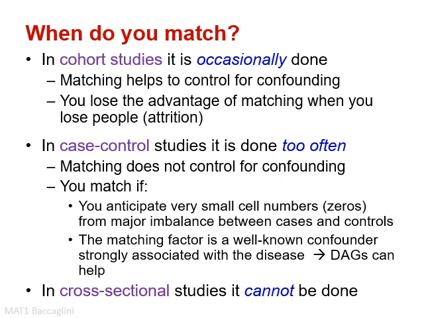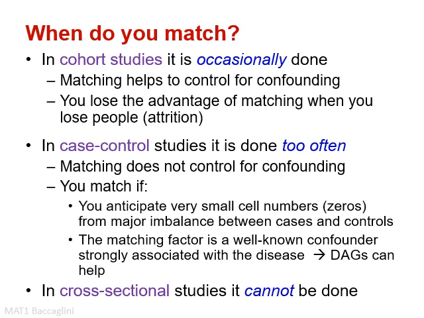In case control studies, matching is done way too often. Matching does not control for confounding, and we will see an exercise to show that numerically. So you're really only matching in a case control study if you're anticipating very small numbers, like 0 cells, for example, or major imbalances between cases and controls.